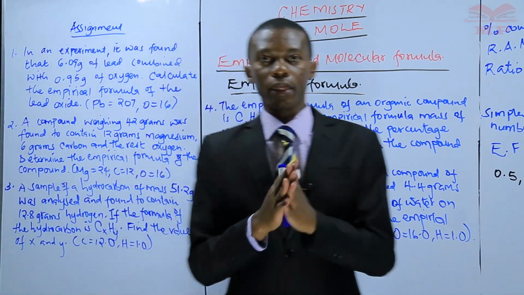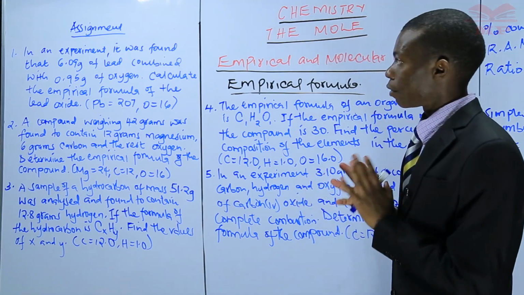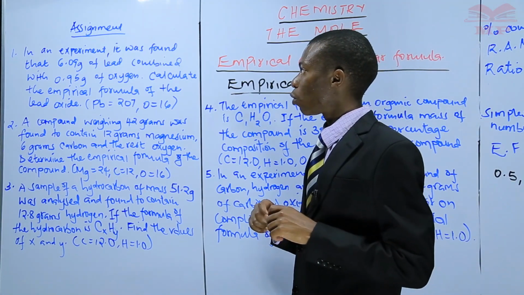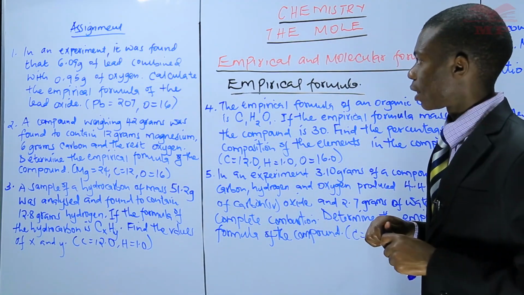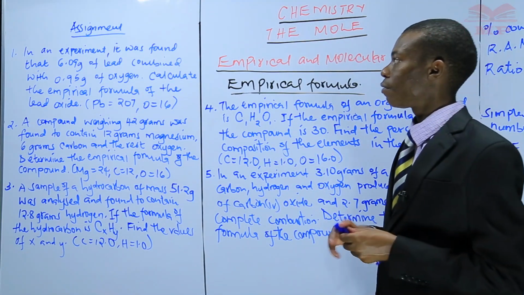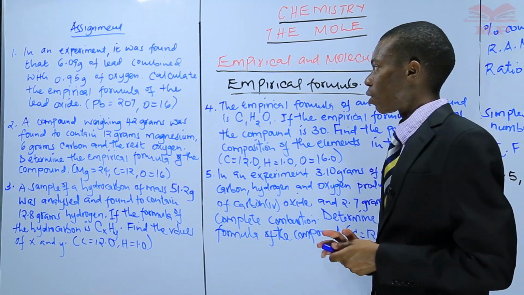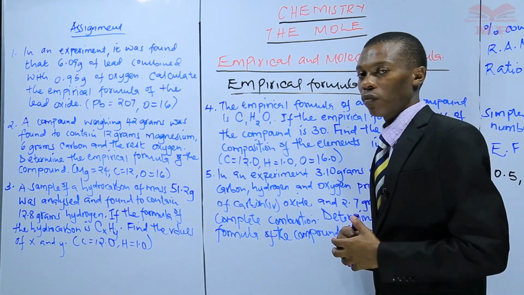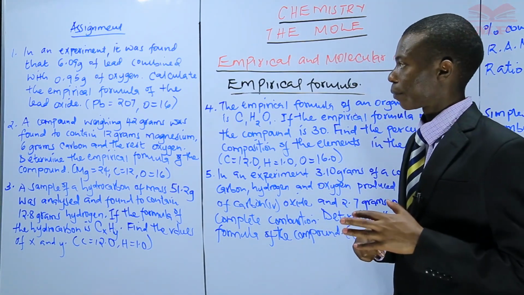Well, that is the assignment. There are 5 questions. The first question is, in an experiment, it was found that 6.09 grams of lead combined with 0.95 grams of oxygen. Calculate the empirical formula of lead oxide. The relative atomic mass of lead is 207, while oxygen is 16.